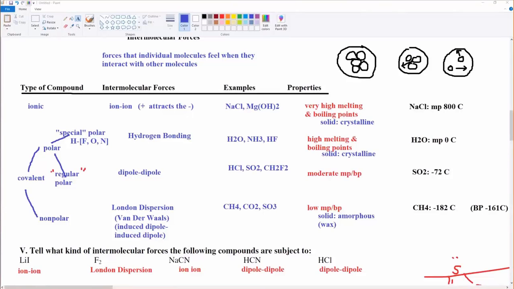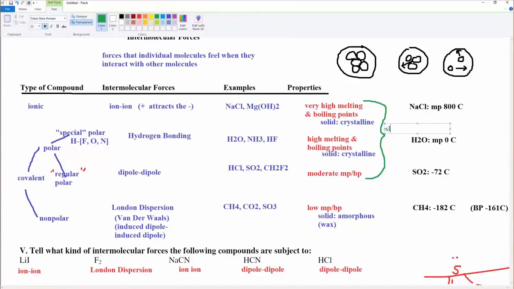Additionally, you'll see things like solubility. This is important. All of these, the ion-ion and the dipole-dipole and the hydrogen bonding, all of these are going to be soluble in water, hypothetically. But these ones are not. They're soluble only in nonpolar solvents.